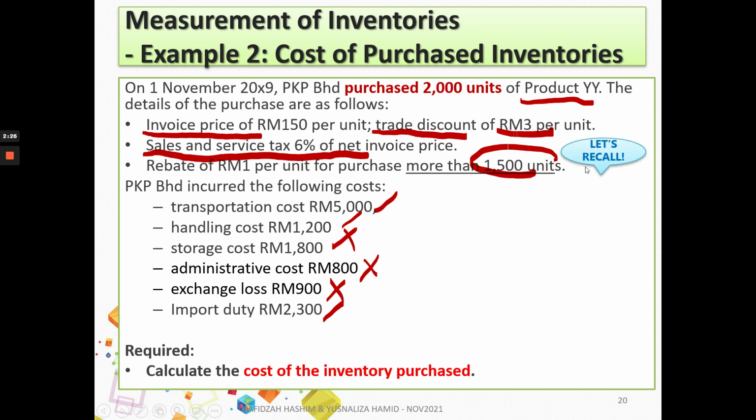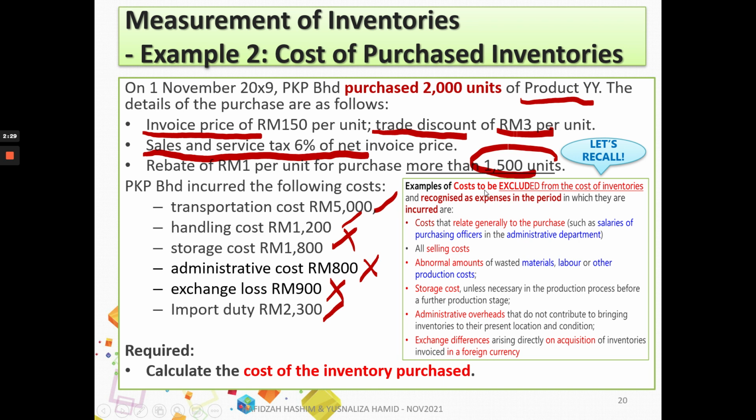Before that, let's recall what you have learned before. These are the costs that need to be excluded from the cost of inventories. Here you can see that storage costs are mentioned under MFRS 102. Exchange loss due to the acquisition of inventories in a foreign currency should also not be included. These are examples of costs that should be expensed off, as well as admin costs relating to the admin department. Those costs shall not be included but must be recorded and expensed off.